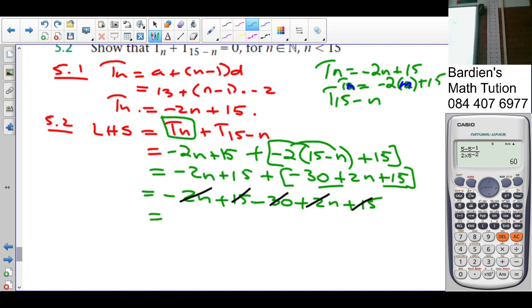So what do you notice? It's going to be 0, which is also equal to the right hand side answer. And that's the proof that will show that question. Sometimes it's normally worth 3 marks. Okay? Any confusion? No? Alright.